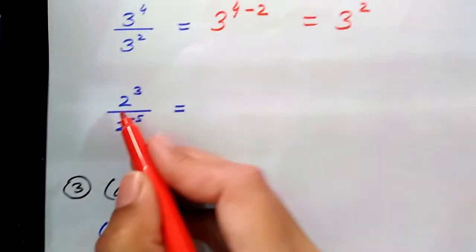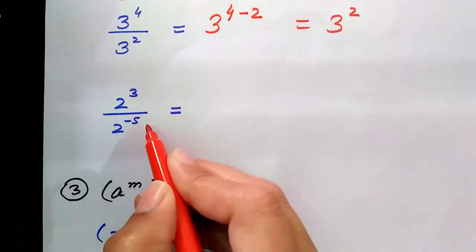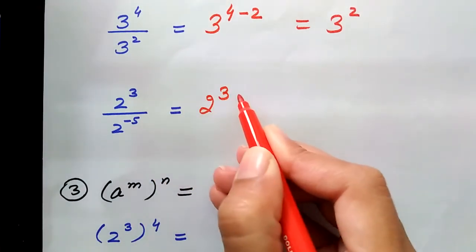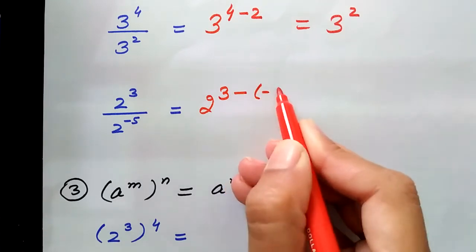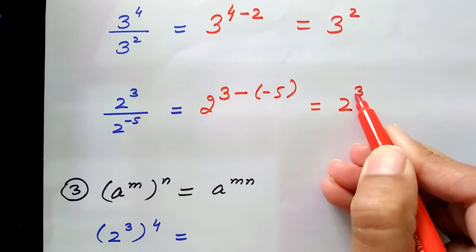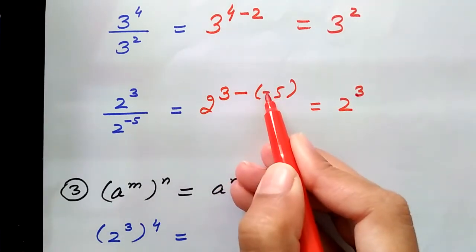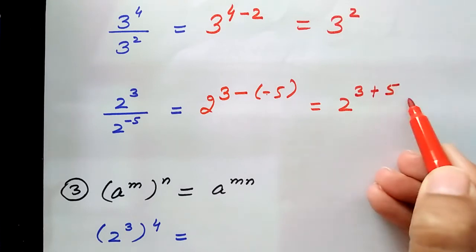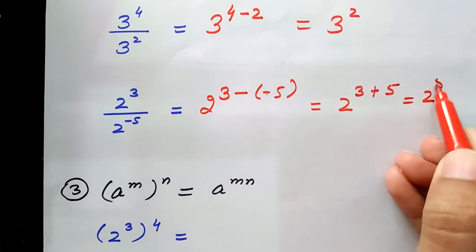If we have 2 raised to power 3 divided by 2 raised to power minus 5, it will become 2 raised to power 3 minus minus 5. So it will become 2 raised to power 3 plus 5, since minus multiplied with minus gives plus. So it will become 2 raised to power 8.